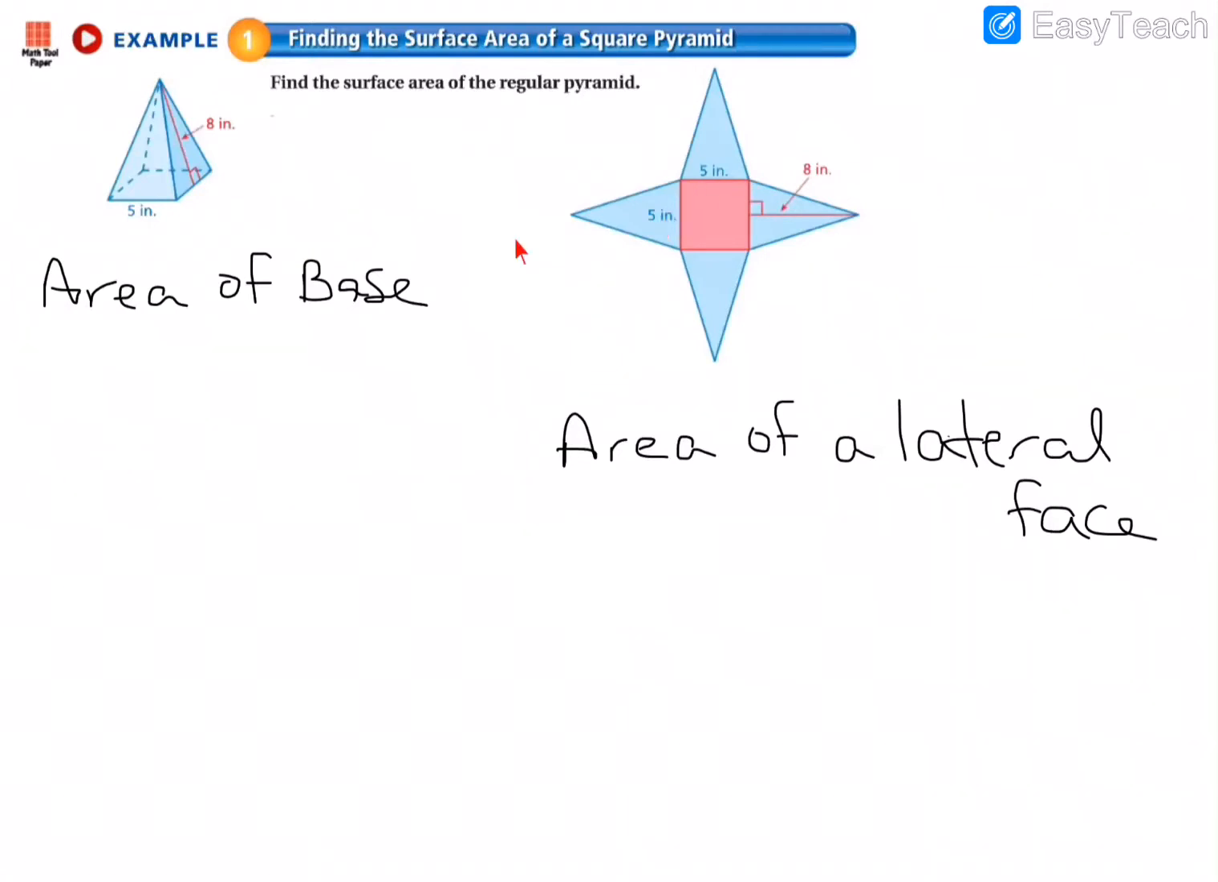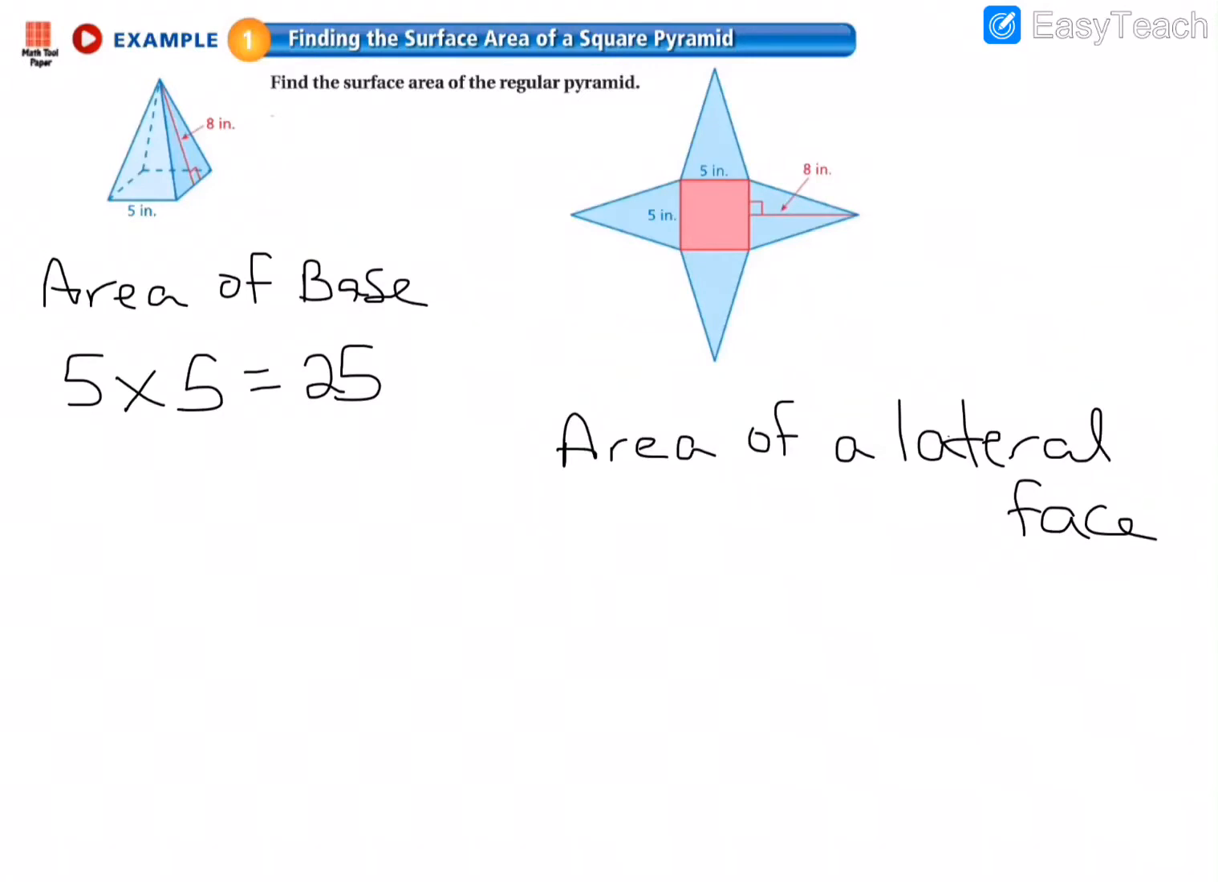The base is a square. So basically this pyramid right here is opened up into this net. We turn the 3D figure into a two-dimensional figure so we can see what's happening here. The base is a square. To find the area of a square, it's side times side. So for this case, it's going to be 5 times 5, which equals 25. So that is the area of that square.